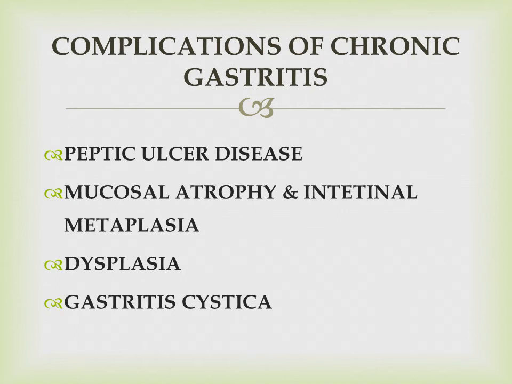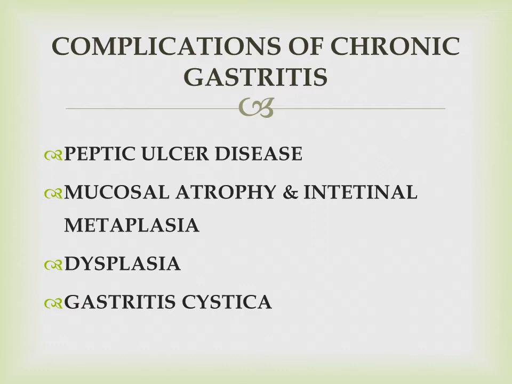Bismillahirrahmanirrahim. In the previous two lectures, we studied the two very important forms of gastritis, H. pylori associated gastritis and autoimmune gastritis. Now, today we'll discuss the various complications that can arise as a result of chronic gastritis. The complications are being displayed on your screens: peptic ulcer disease, mucosal atrophy and intestinal metaplasia, dysplasia, and gastritis cystica.